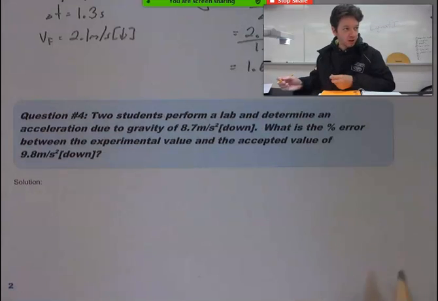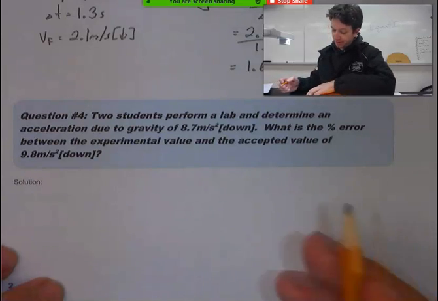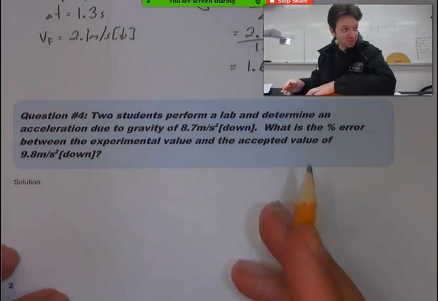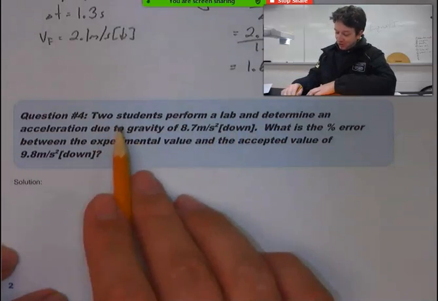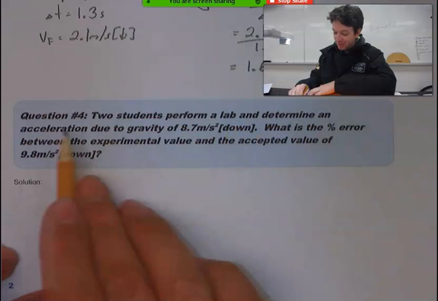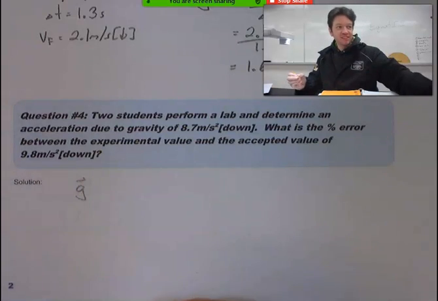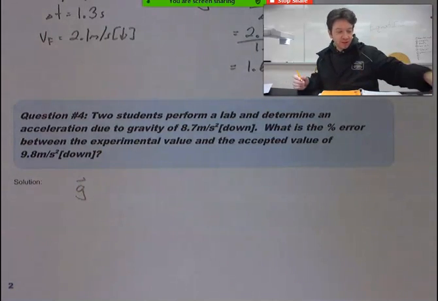Okay, I'll just pause. All right, so our last question goes back to some of the math skills we did in the beginning of the course, where we're actually doing an experiment. The reason why I have this question is usually we do an experiment during this lesson, but we're online, so we won't be doing that. We have 2 students perform a lab and determine an acceleration due to gravity. You take a ball, you drop it, right? You can figure out the time it takes by using a stopwatch.